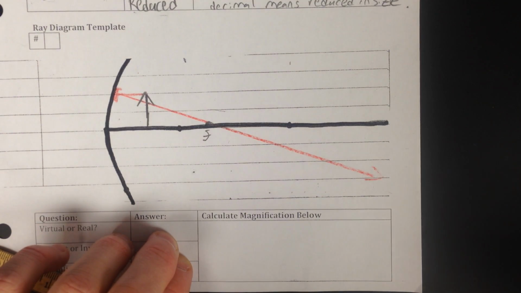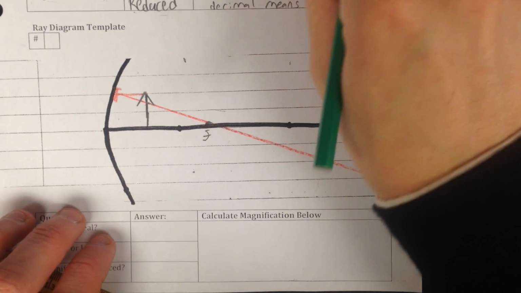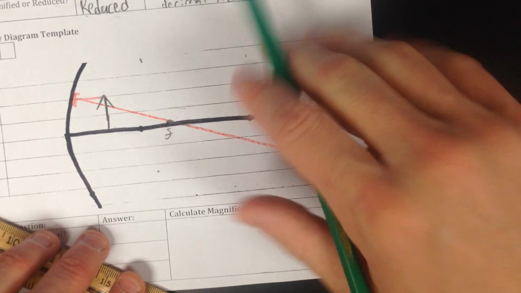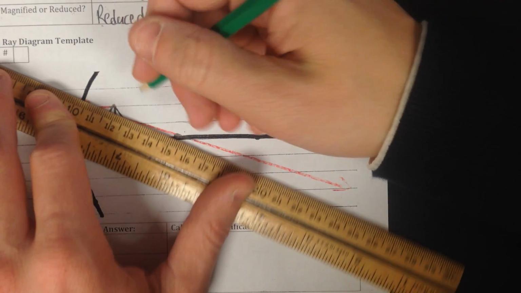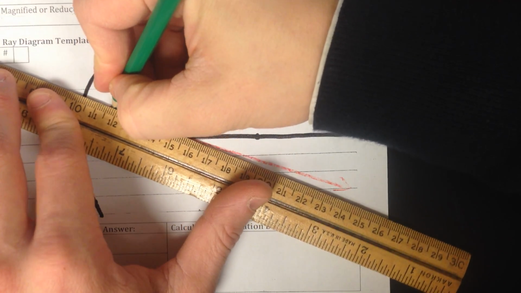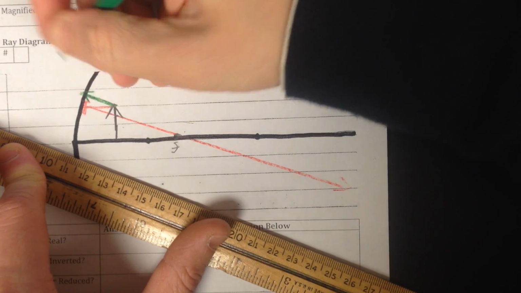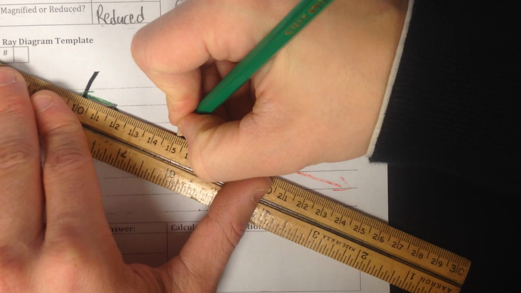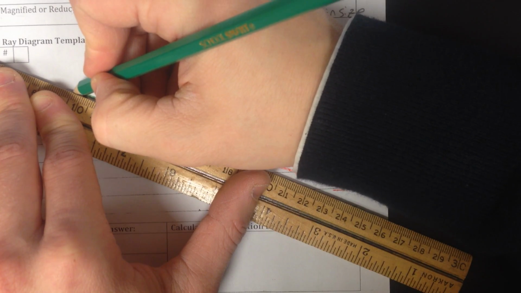So we always draw our first ray being the horizontal one that reflects through the focal point. Our second ray, you remember last time, our second ray went through the focal point and reflected horizontally. So we're going to do that. Except this time, the focal point is behind us. So we're going to draw the ray, instead of going through the focal point, coming from the focal point. So I kind of just line up my focal point with the top of our object and draw the ray sort of coming from the focal point instead of going through it.